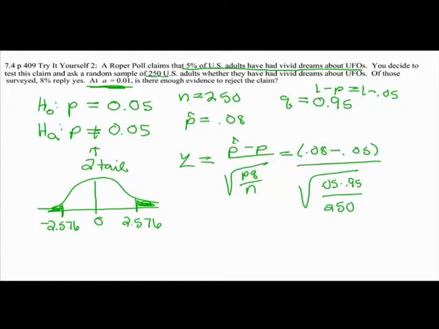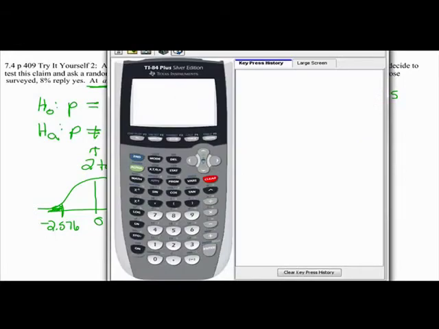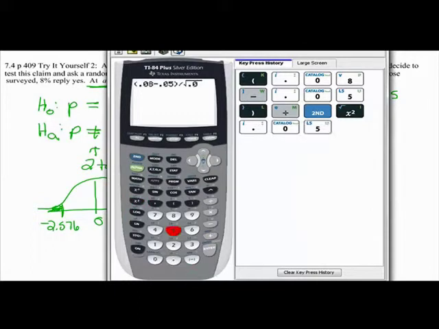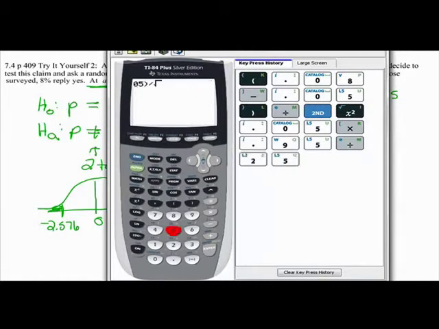So let's put that in our calculator. Parentheses 0.08 minus 0.05 close parentheses divided by the square root of p, which was 0.05, times the q, which was 0.95, divided by our sample size, which was 250. And that'll give us 2.176. So we'll go with 2.18.